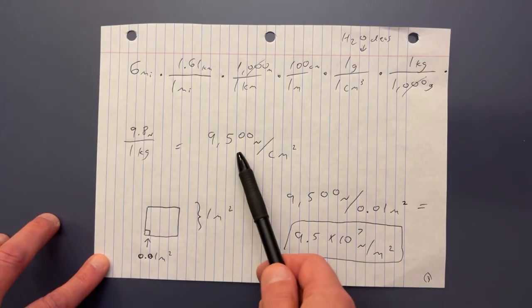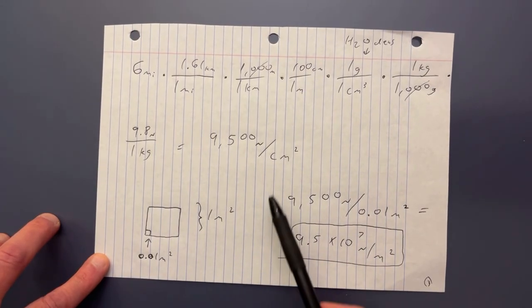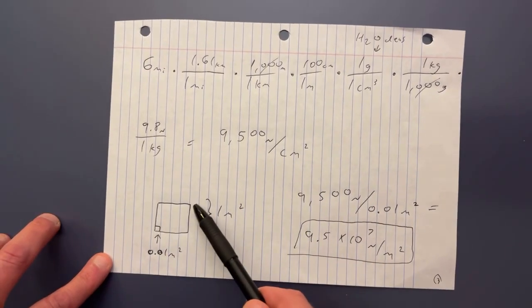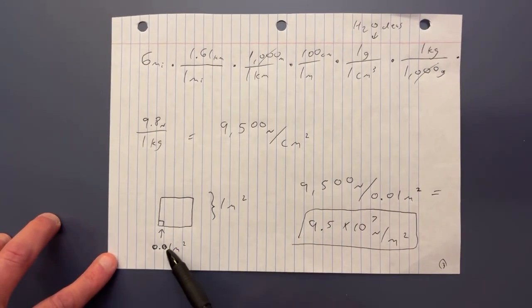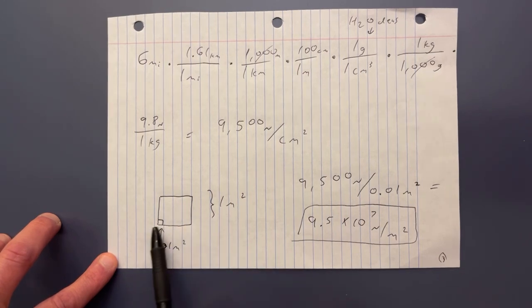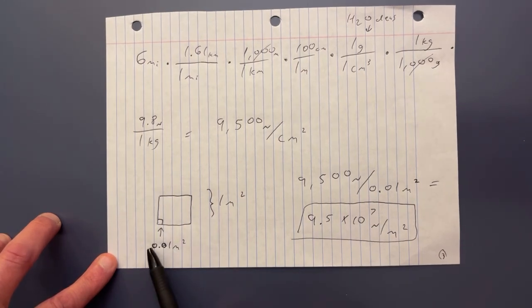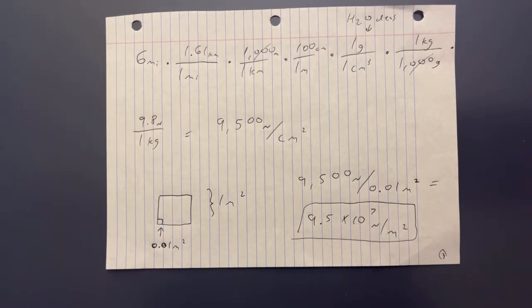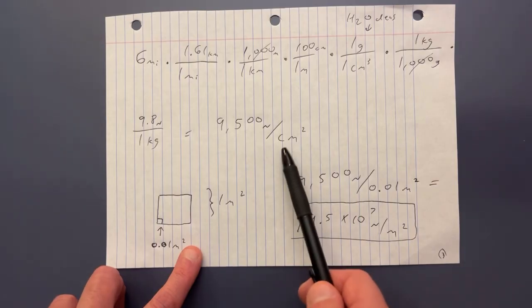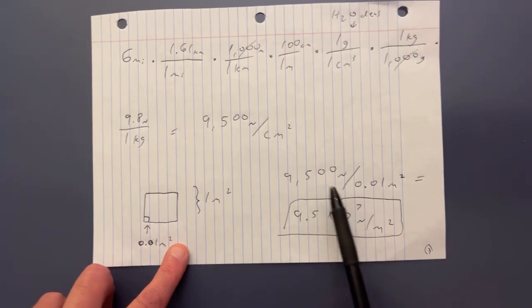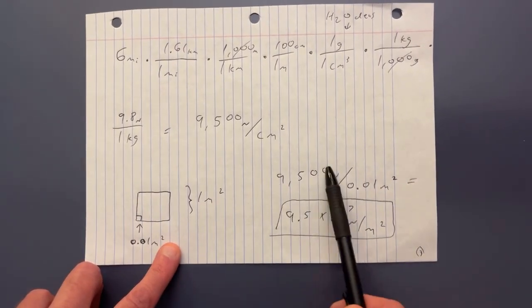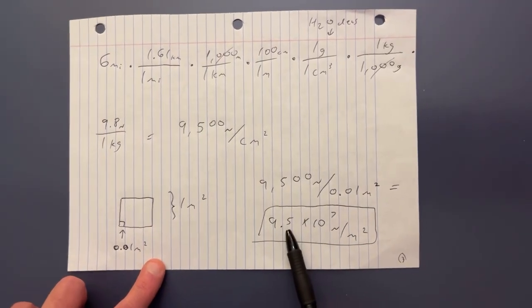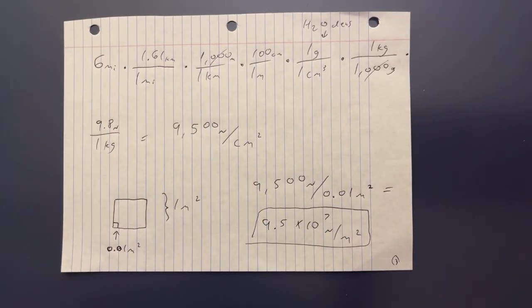So now I have 9,500 newtons per square centimeter, but I want to turn that into square meters. So let's take our big square meter right here. This will be made up of 100 centimeters going this way, 100 centimeters going that way. So 0.01 meters that direction, and to the right and up. So it'll be 0.01 meters squared. That means I can replace this centimeter squared right here with 0.01 meters squared. Divide that by that, you get 9.5 times 10 to the 7th newtons per square meter.